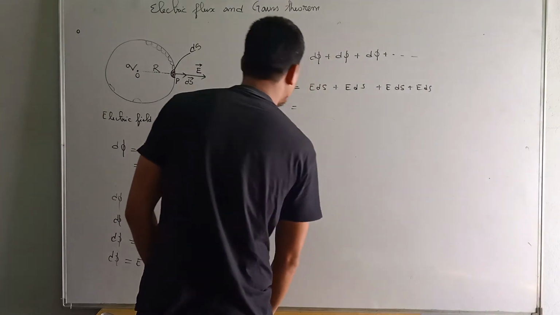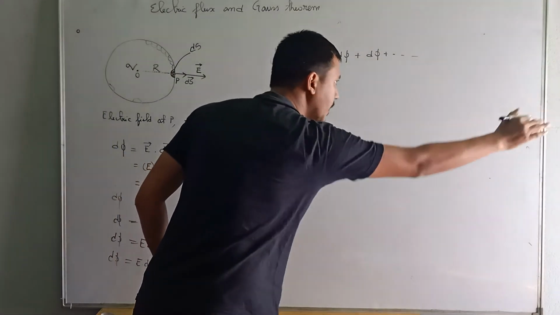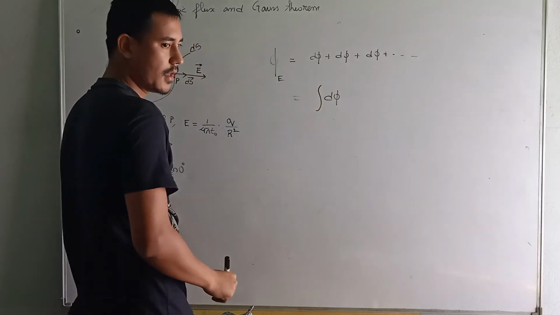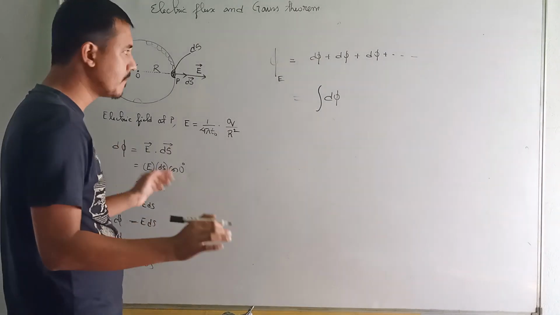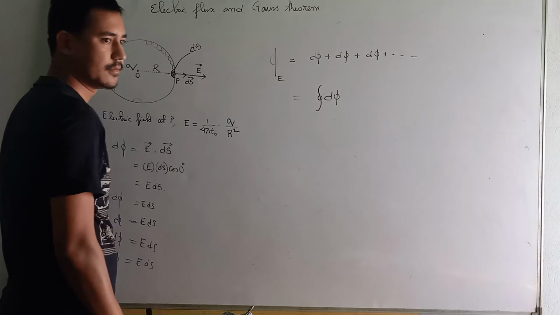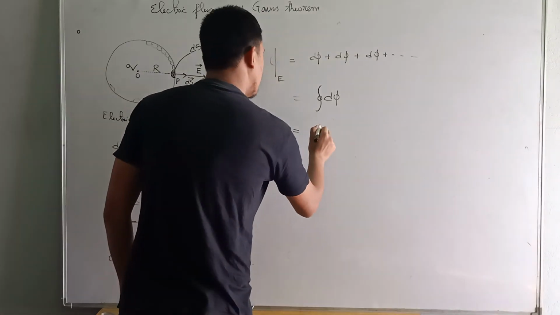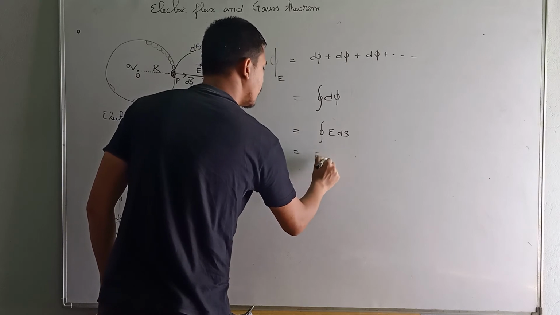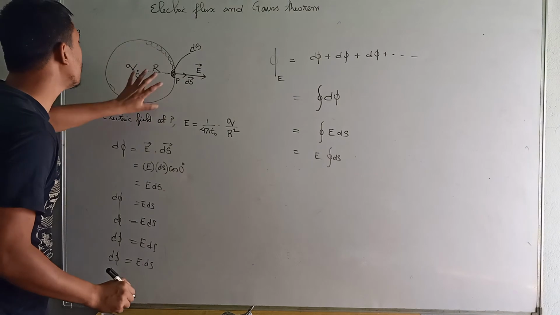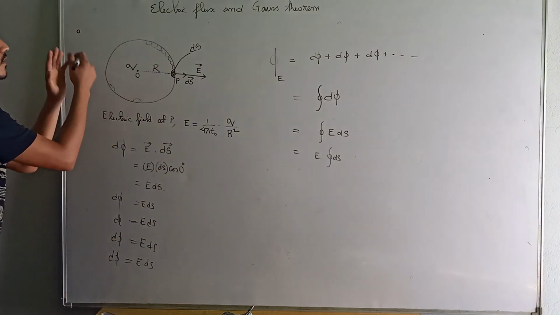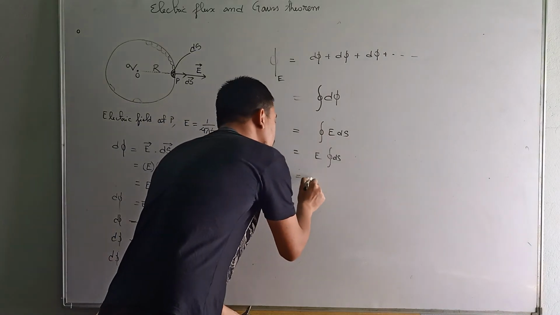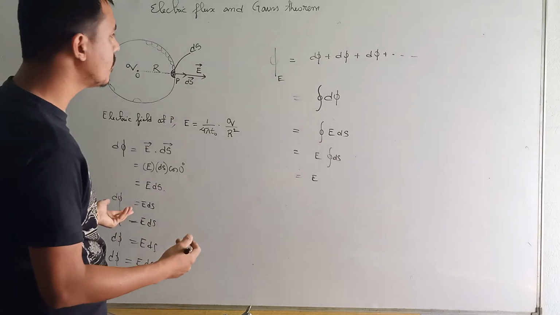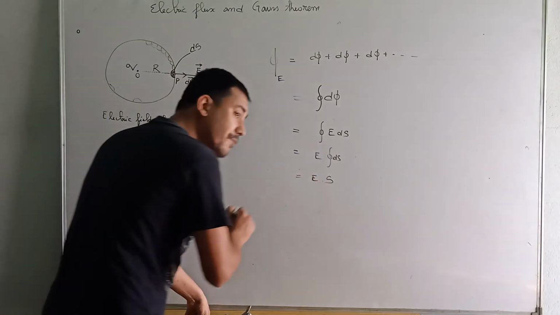Because I cannot keep on adding them up, as it extends up to infinity, instead I can integrate d phi. Adding all these small d phi means integrating d phi over the closed surface. What is your d phi? E ds. Can I take out E and write the integral of ds? If you add all these area elements around the surface of the sphere, the sum of all these ds will give you the area of the sphere, right?